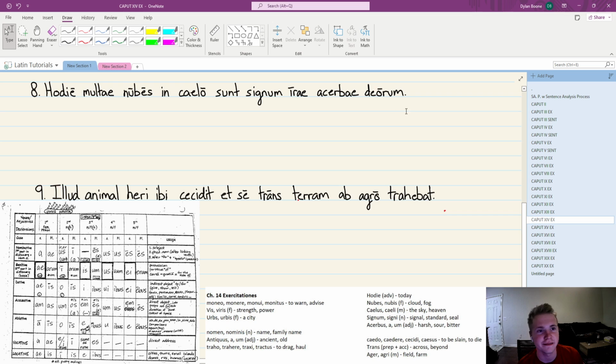Number 8. Speedrunning this one. Start with finding our verb. Actually buried here in the middle. Linking verb, sunt, form of sum, right? Go ahead and do that. Third person, plural, present. They are. Start underlining. I'll justify these agreements here eventually.